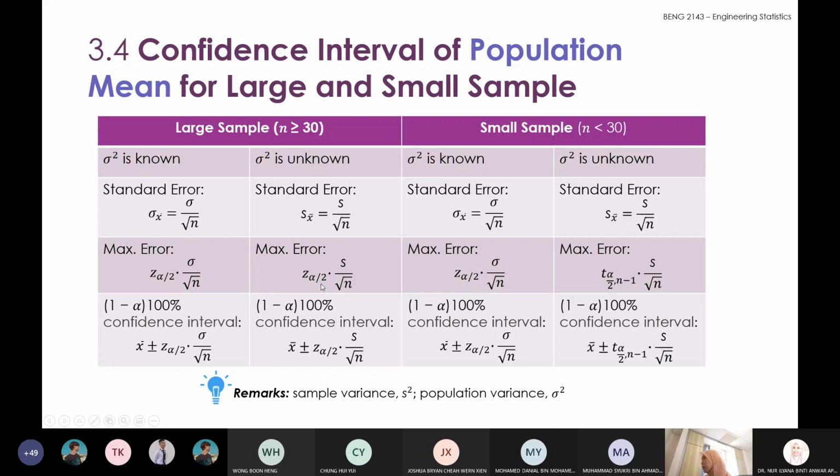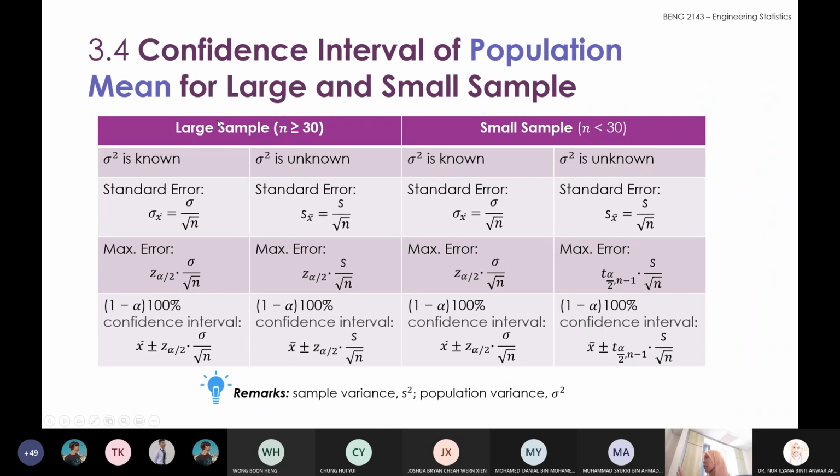So this table basically summarizes how we can compute the confidence interval for the population mean. It's split between a large sample on the left side and a small sample on the right side. Then we know there are 4 cases: for the large sample, the population variance is either known or unknown, and for the small sample, whether it's known or unknown.